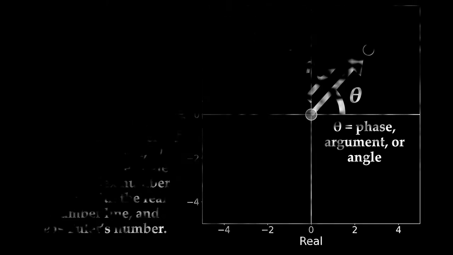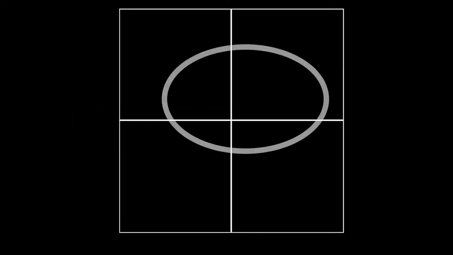There's one more thing I want to point out. Since complex numbers are two-dimensional, having distinct real and imaginary components, our input isn't going to be restricted to a single one-dimensional line like it would be for a completely real-valued function. In the case of a complex-valued function, the input can be any two-dimensional shape, and so can the output.